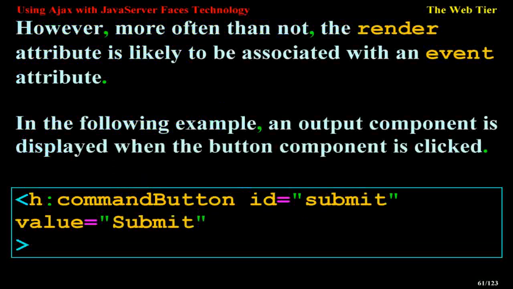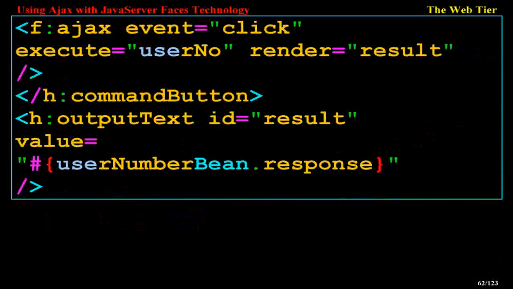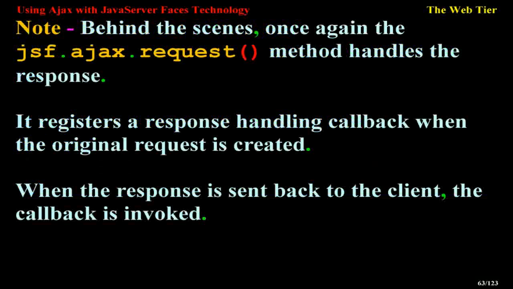In the following example, an output component is displayed when the button component is clicked. h:commandButton id="submit" value="Submit", f:ajax event="click" execute="userNo" render="result", /h:commandButton, h:outputText id="result" value="#{userNumberBean.response}". Note, behind the scenes, once again the jsf.ajax.request method handles the response.